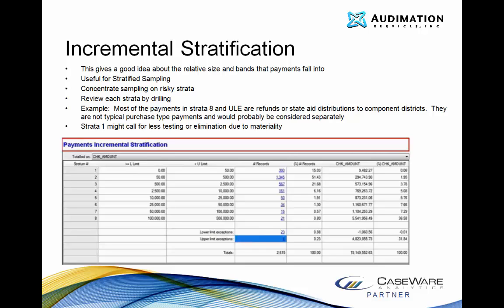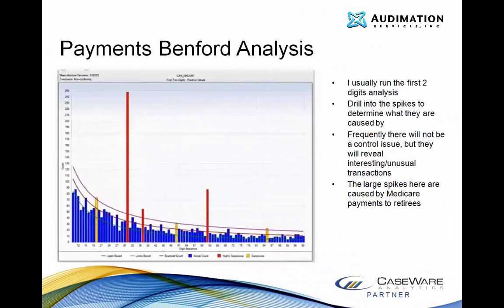Part of our approach here has been we want to do a better job than traditional sampling will let us do. So we're trying to combine the use of data analytics to augment our traditional testing, or in some cases, if we can do it better using analytics, eliminate it. And that we'll see a little bit later. Another pretty standard test that I run is the Benford analysis.